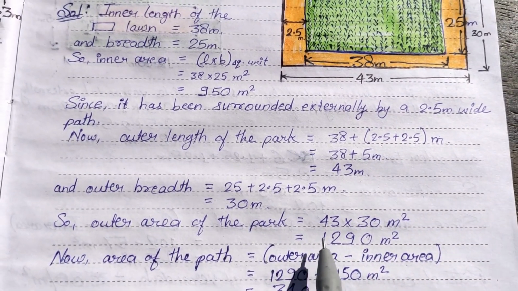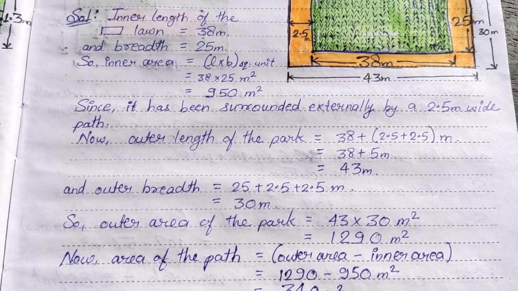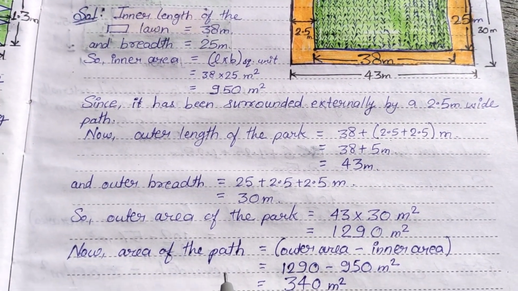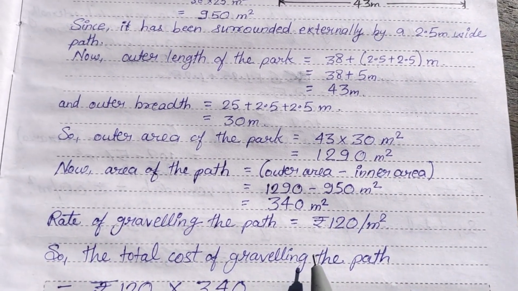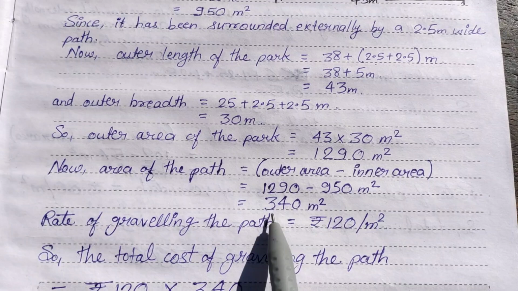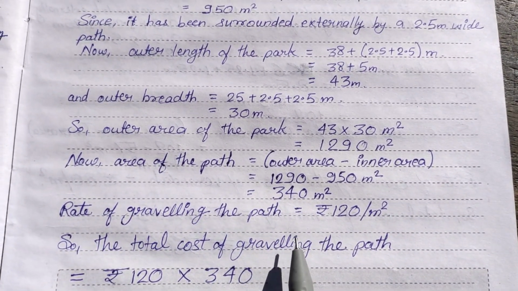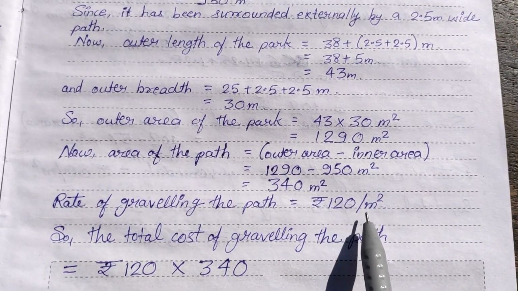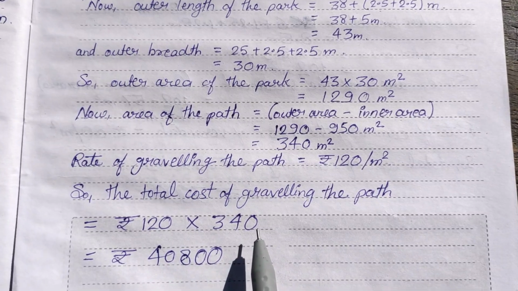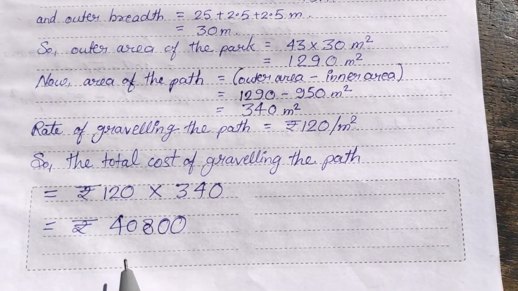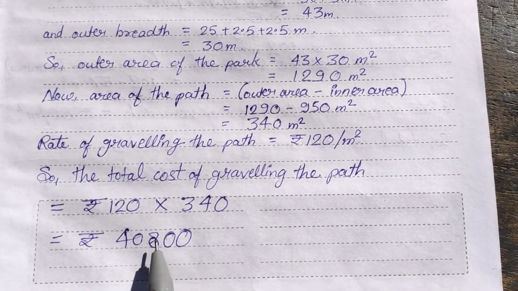So we have outer area, or say total area, and we have inner area. Now we have to find the area of the path. So area of the path is equal to outer area minus inner area, subtract it, we have 340 meter square. Now the rate of graveling is given as 120 rupees per meter square. So for the total cost of graveling the path, multiply rate with the area, you have the total cost of graveling, that is 40,800. Now moving on, next question.